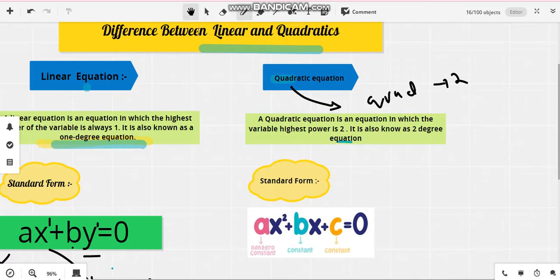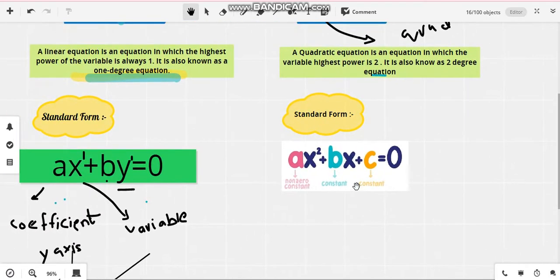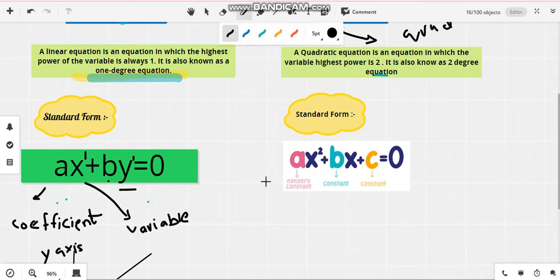The standard form of the quadratic equation is ax squared plus bx plus c. Here, same as we have seen in the linear equation, a is a non-zero constant. It's a coefficient, and it can be any number. b is also a constant, a coefficient, and it can be any number.